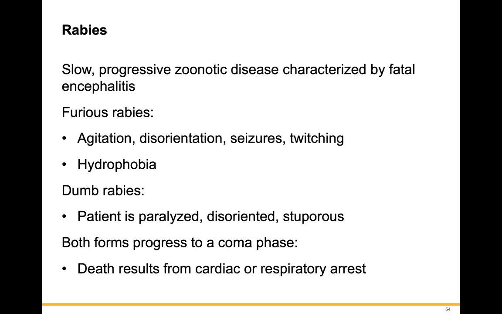There's two stages. You have furious rabies. This is where you have agitation, disorientation, seizures, twitching, hydrophobia. And dumb rabies, where the patient is paralyzed, disoriented, and stuporous. Both forms progress to a coma phase, and death results from cardiac or respiratory arrest.